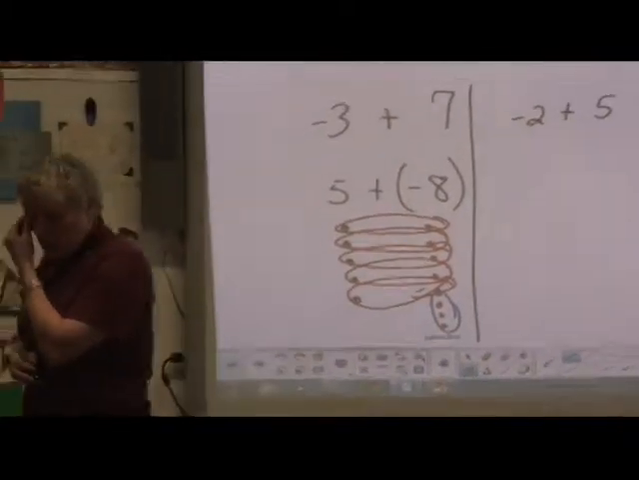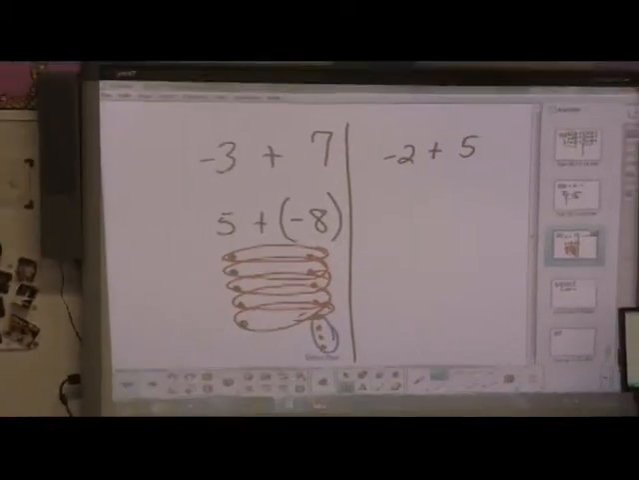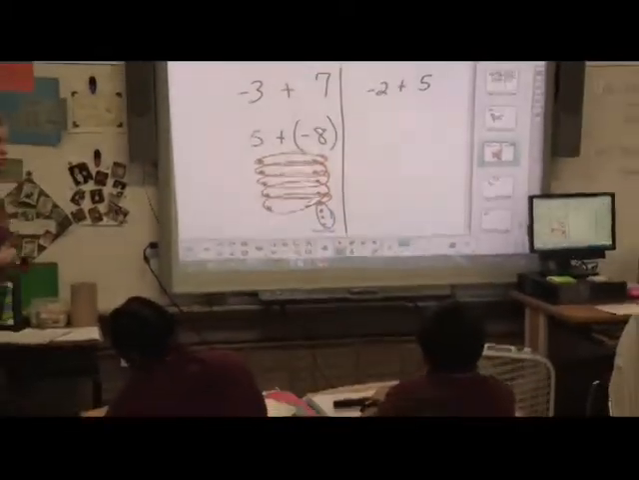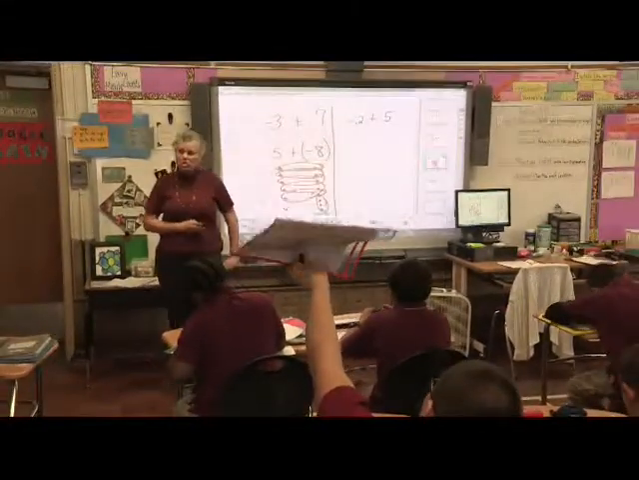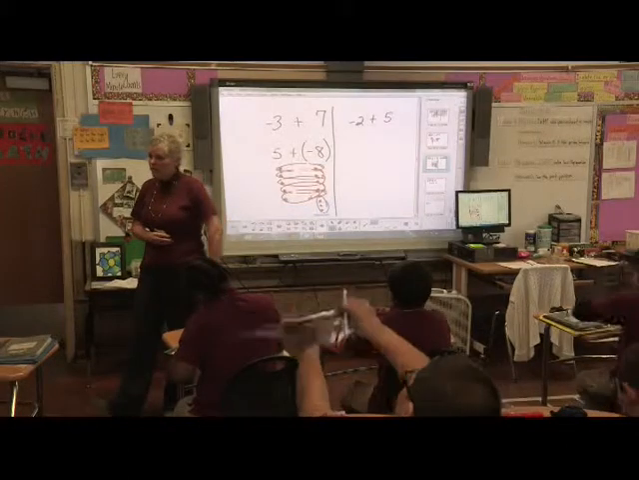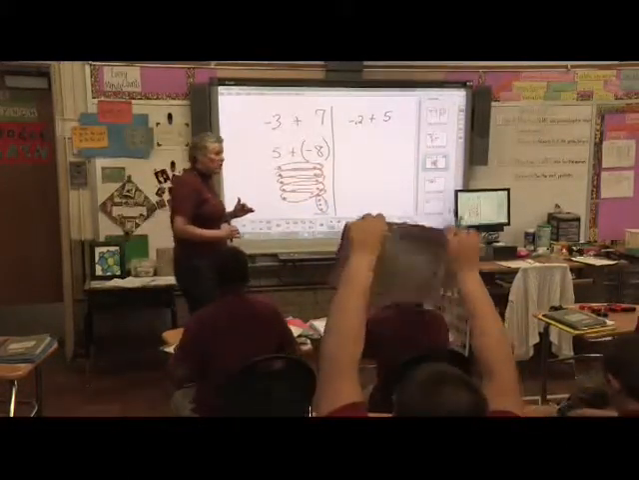-2 plus 5. Very good. Use the cubes if you need to use the cubes. Use the number line if you need to use the number line. Use mental math if you already think that you're there. But we're not all going to be using the same strategy at the same time.